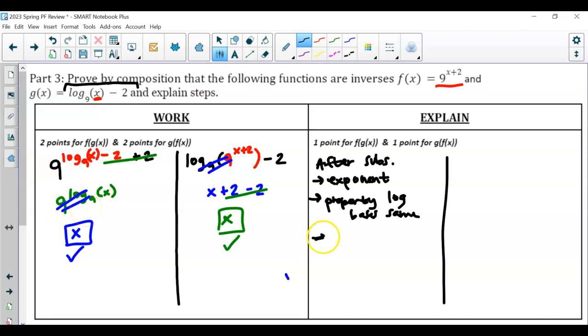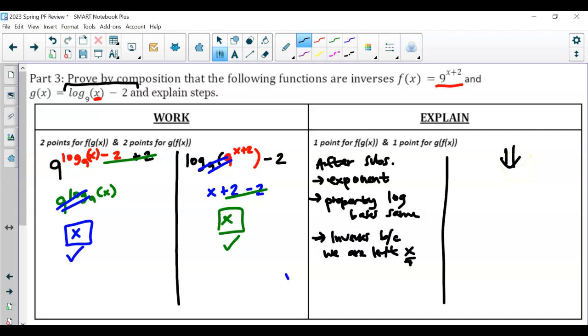And because, and they are inverses, why? Because we are left with x. You have to remember that if you are left with x all by itself, everything is gone except for x, then that's why they are inverses. And the same thing here.